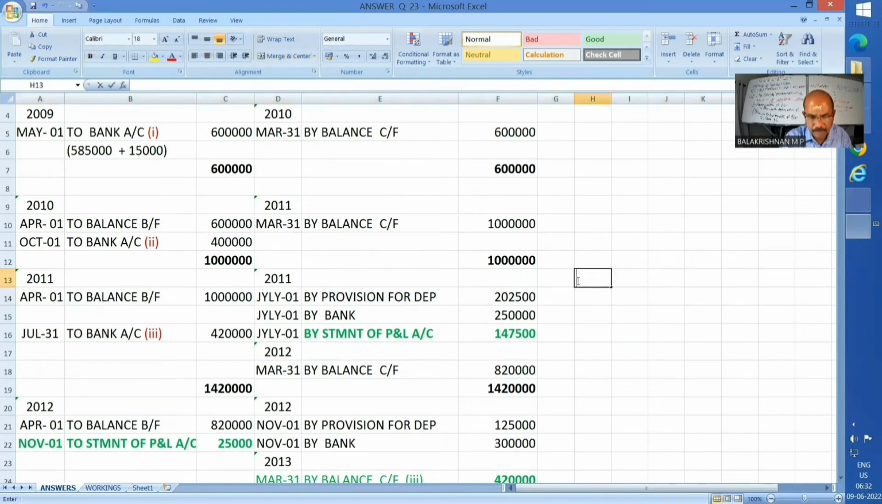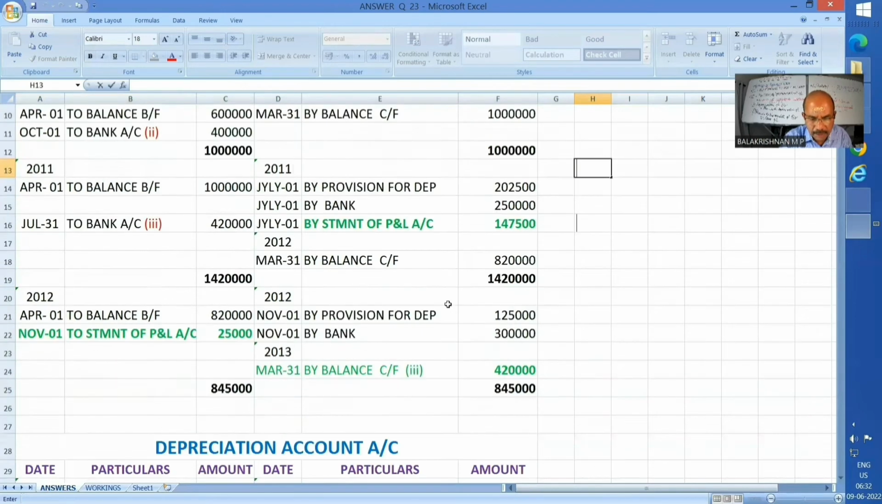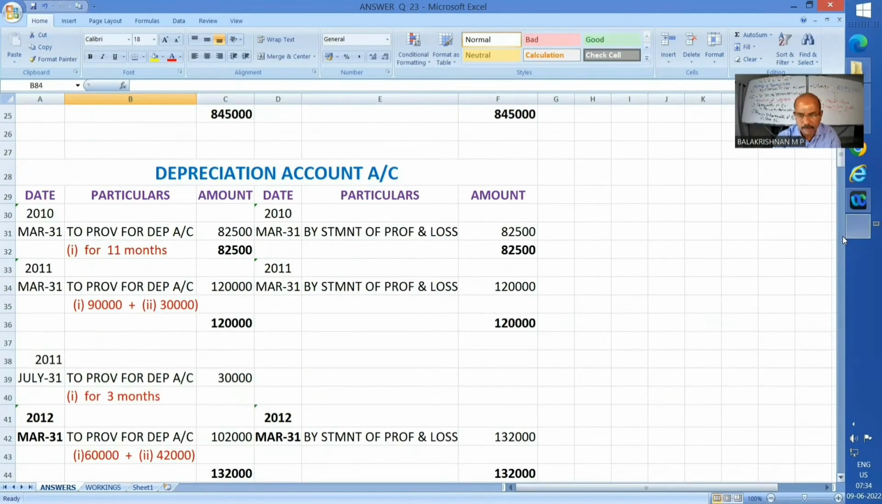Okay, fine. Now, what happened next? I sold it for 2,50,000. So bank to asset or asset by bank 2,50,000. And there has been a loss. The loss is nothing but statement of P&L account debtor to plant and machinery. So by statement of P&L account 1,47,500. Well, after this sale, nothing else happened during the year.